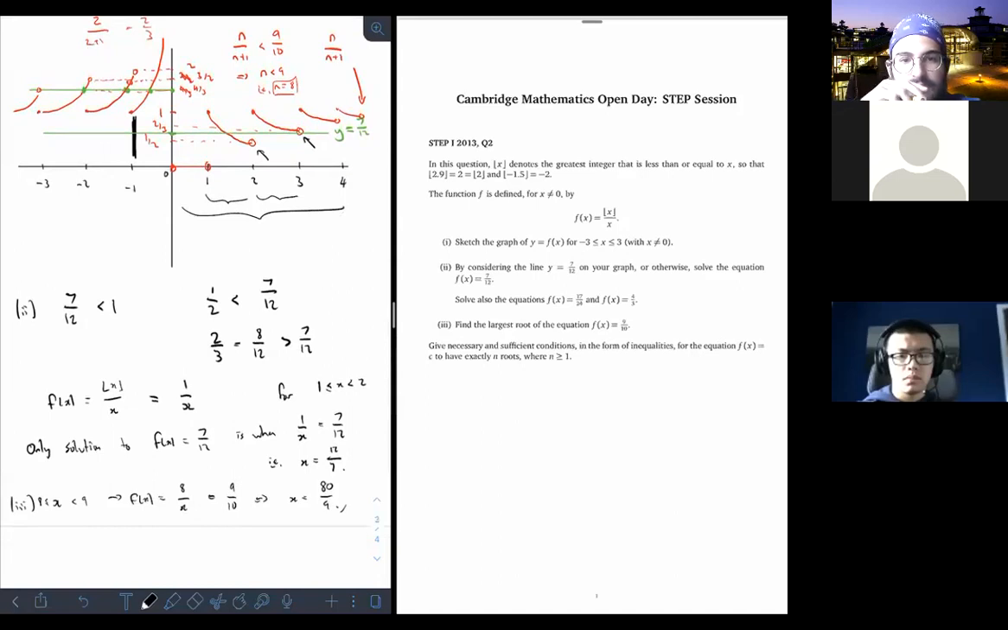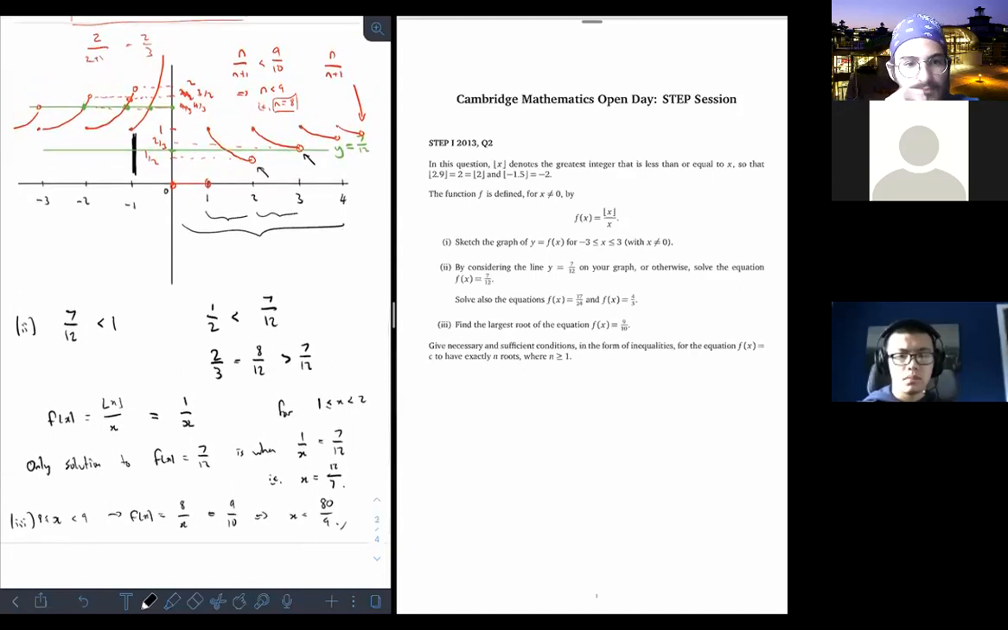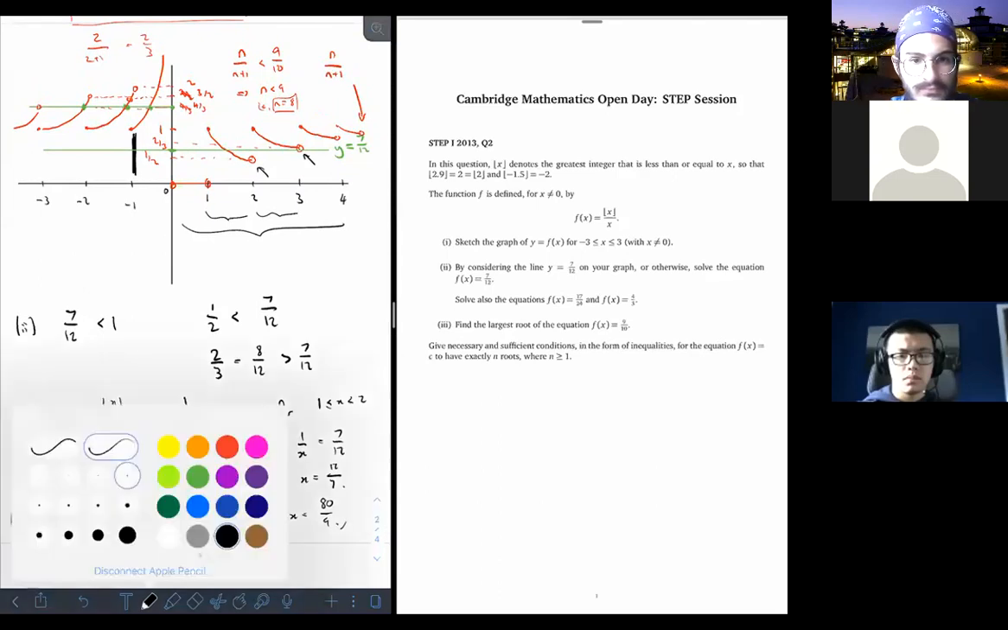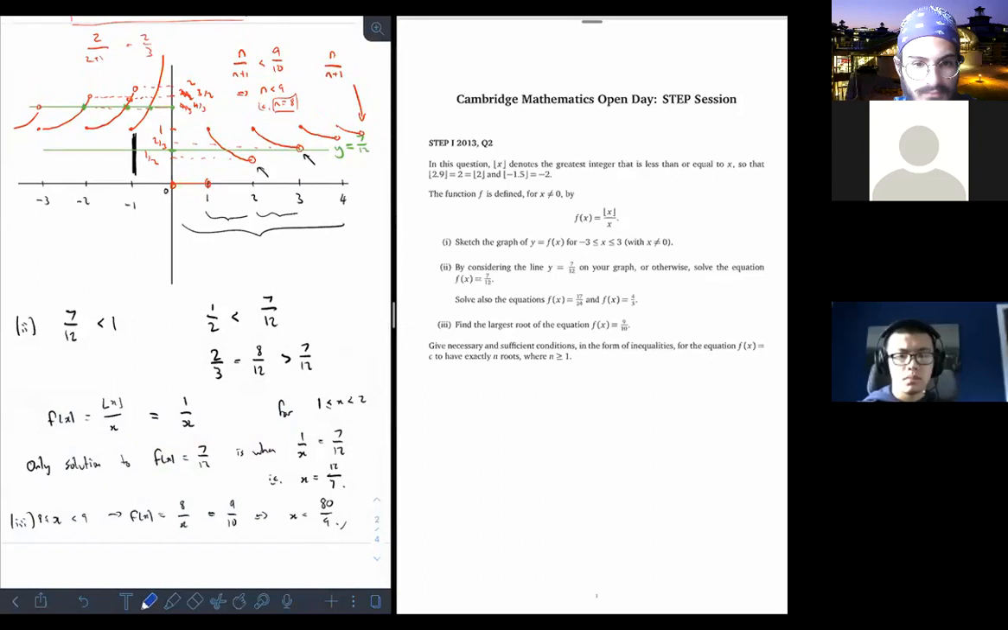And then the last part, which again is potentially the hardest part, is finding necessary and sufficient conditions in the form of inequalities for the equation f of x equal to c to have exactly n roots. And so we already know from the graph what it means to have exactly 1 root. We could either intersect, I'll use a different color. I know the graph is getting very messy.